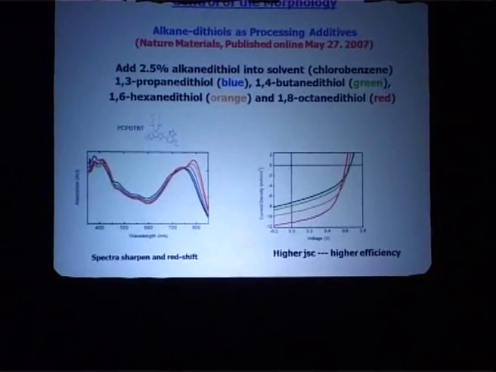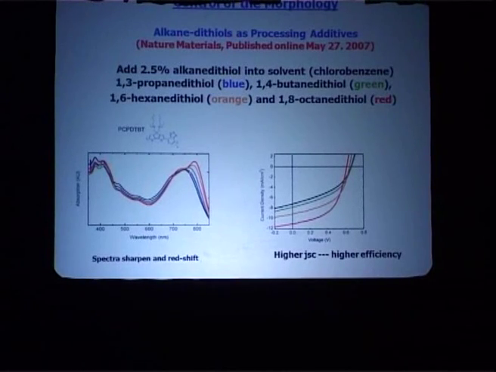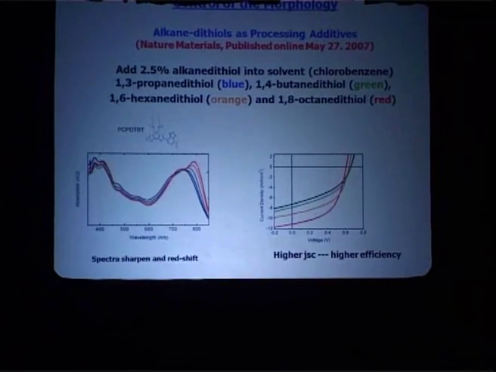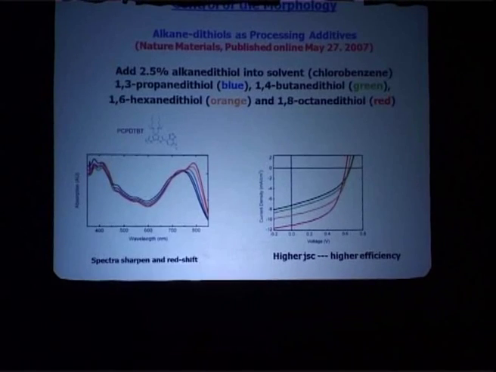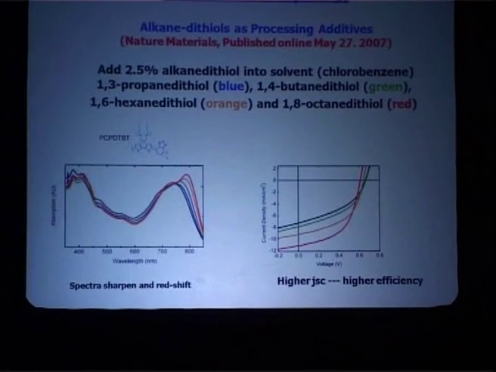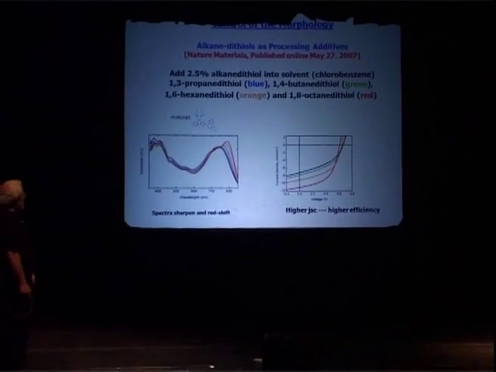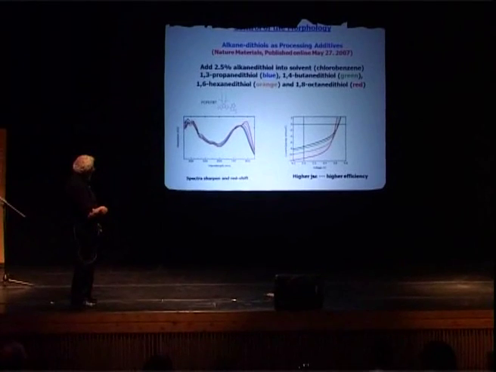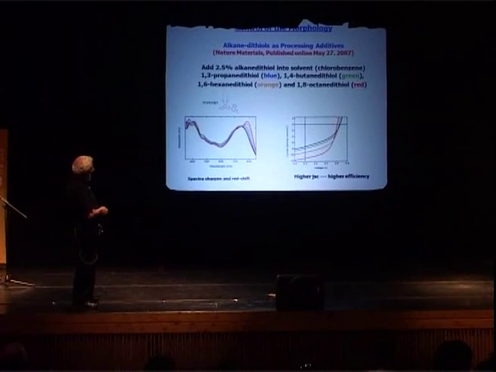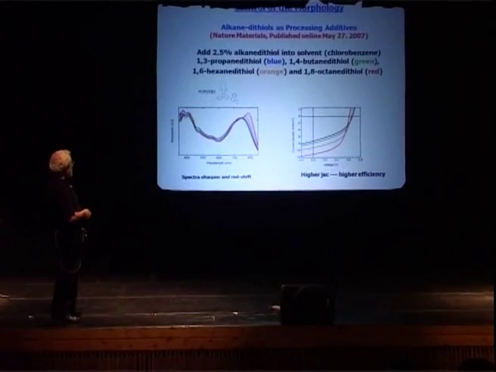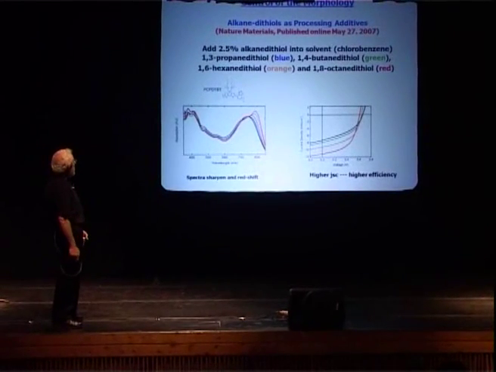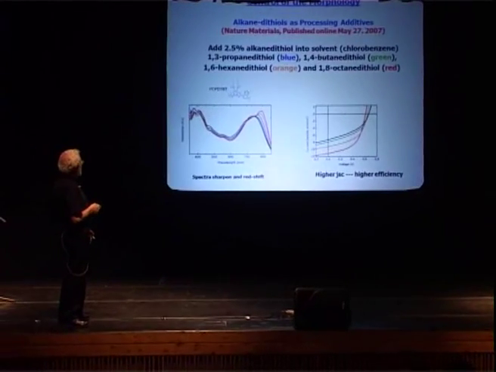It turns out that that gives you better, sharper, more well-defined spectra for the polymer and increases the efficiency by nearly a factor of 2. So we're affecting the morphology in a positive way. Saying we're controlling it is not right, but you get significant increases in the current and in the fill factor by using these processing additives. If you want to look at that in detail, you can.